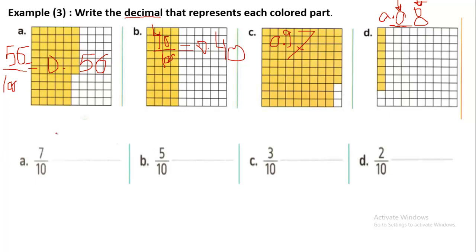If I want to write 7 tenths as a decimal, we can write it 0.7. The first digit after the decimal point is read as the tenths place. The second digit after the decimal point we read as the hundredths place. 5 tenths is equal to 0.5. 3 tenths is 0.3. 2 tenths is 0.2.